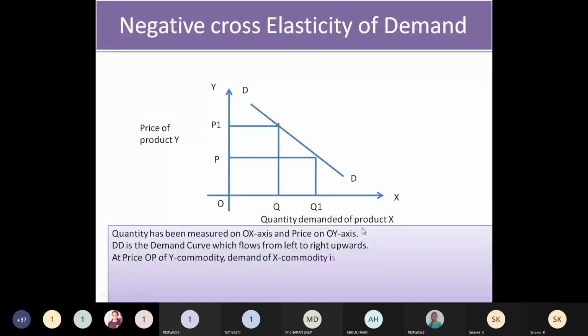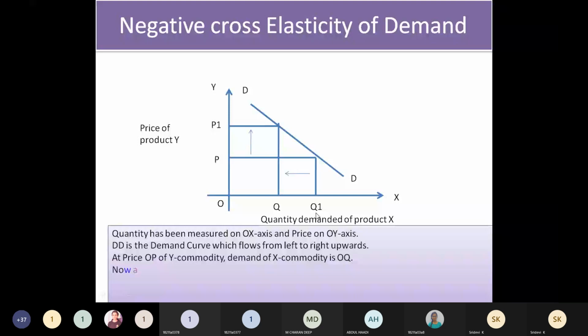DD is the demand curve which is flowing left to right downwards. Increase in price decreases the sales of X. Y price decreases means it will increase the sales of X product. So this is called as what? Negative cross elasticity of demand.